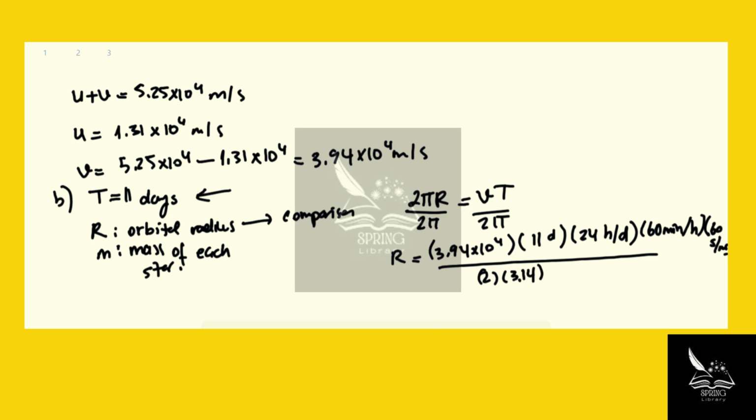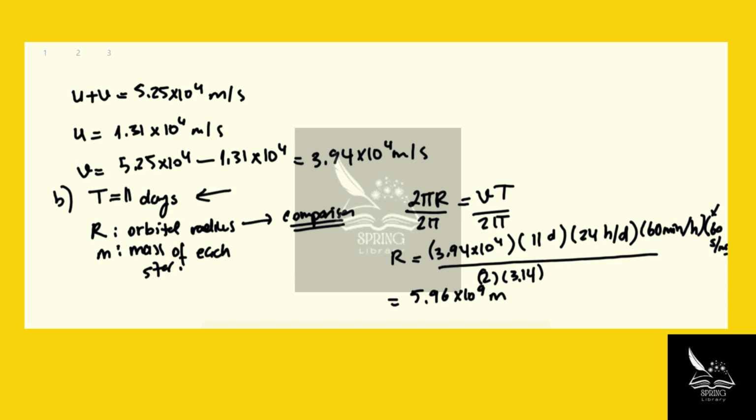So we're basically multiplying. I ran out of space here, but it's 3.94 times 10 to the power 4 times 11 times 24 times 60 times another 60, right, to get to seconds. So then if we do everything correctly, the orbital radius is going to be 5.96 times 10 to the power 9 meters. And now while we're at it, remember how we were asked to compare this to the distance between this system and Earth, and the distance of this binary system from Earth was given to us.